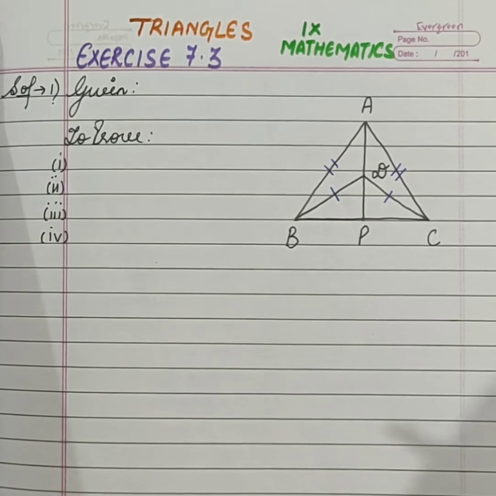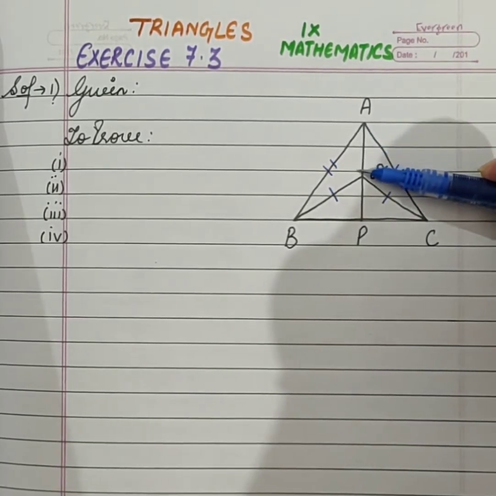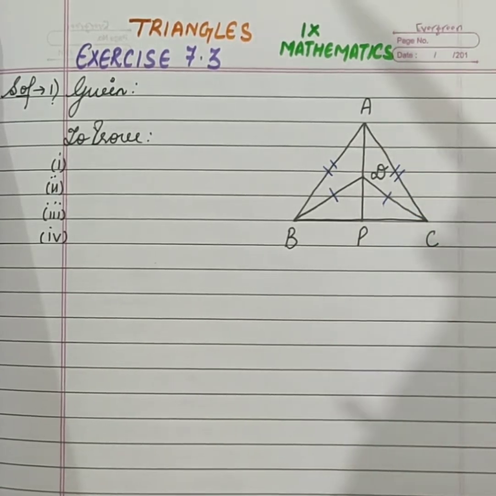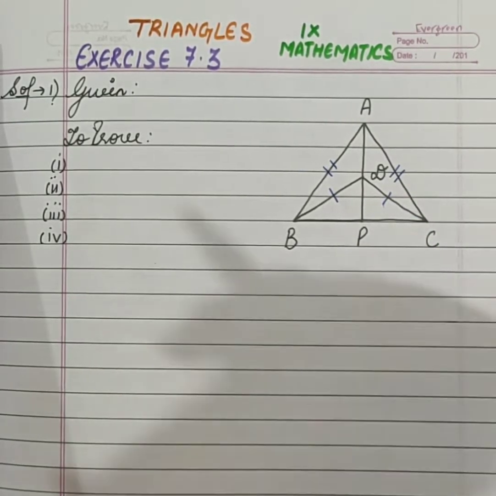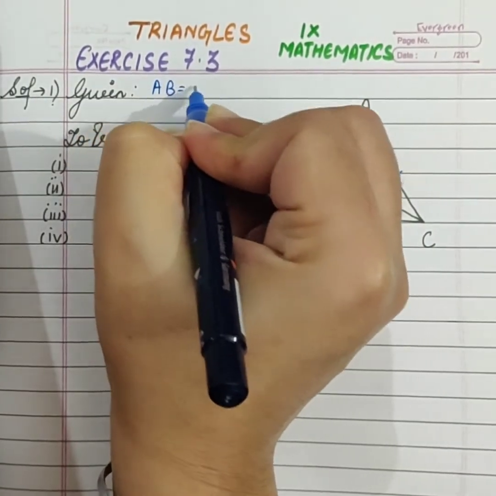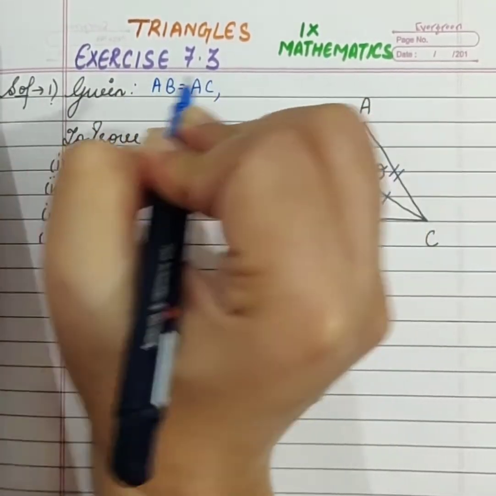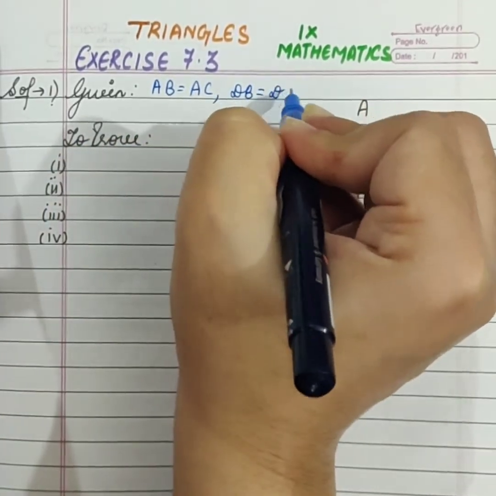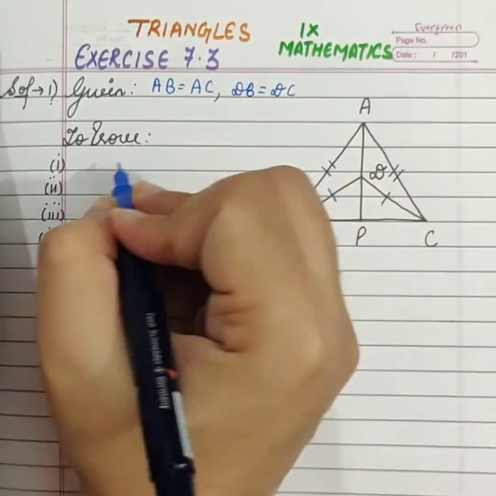If AD is extended to intersect BC at P, show that... We are supposed to prove four parts. First of all, let's write the given portion. AB is equal to AC and DB is equal to DC, as these are isosceles.